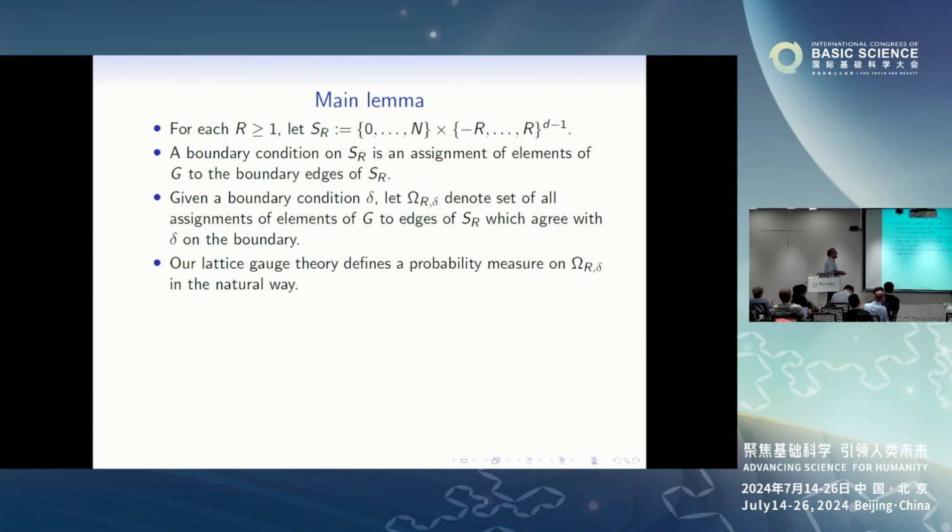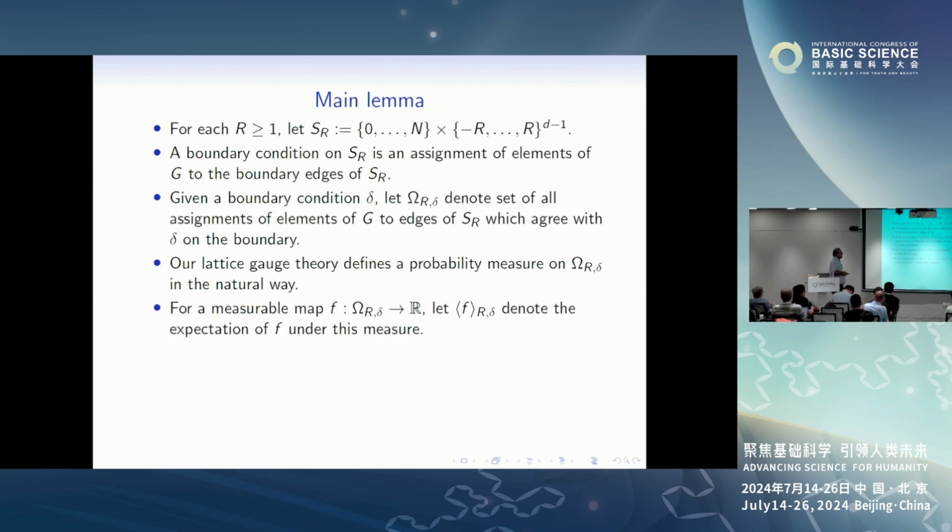So our lattice gauge theory defines a probability measure on this restricted slab in a natural way. And for a measurable map f, let this denote the expectation of f under this measure. So you take lattice gauge theory, you have a slab. The first coordinate is between 0 and n, the other coordinates are between minus r and r. So you have a big finite slab. And then you put some boundary conditions, so there is already some top and bottom boundary condition, but then you also put boundary conditions on the sides and define the lattice gauge theory.